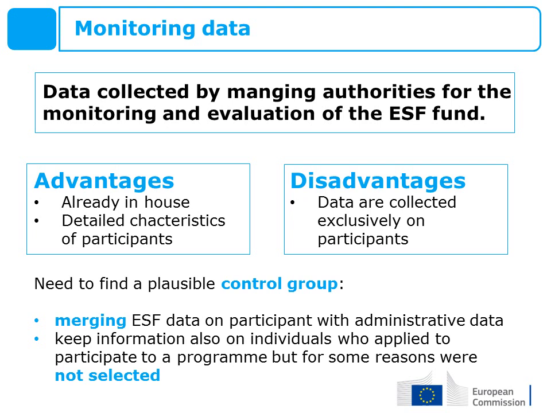To use this data for counterfactual impact evaluation, you need to find a plausible control group. Here are two examples of how to do it. First, merging ESF data on participant with admin data, from which you could build a potential control group and have a measure of the outcomes for both treated and non-treated. A very important point is that the evaluator needs to be able to merge administrative data with program participants' IDs. Second, keep information also on individuals who applied to participate to a program but for some reason were not selected.